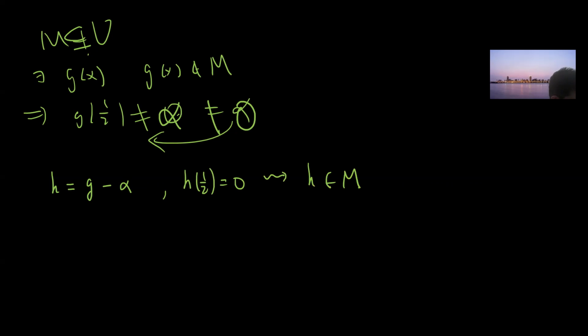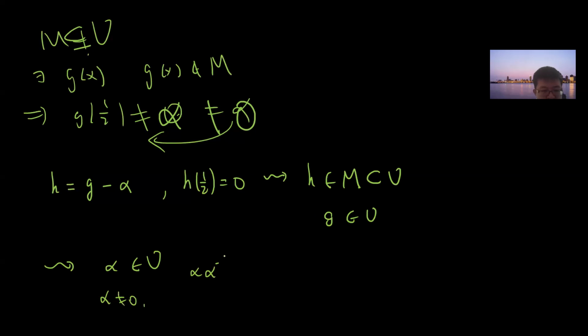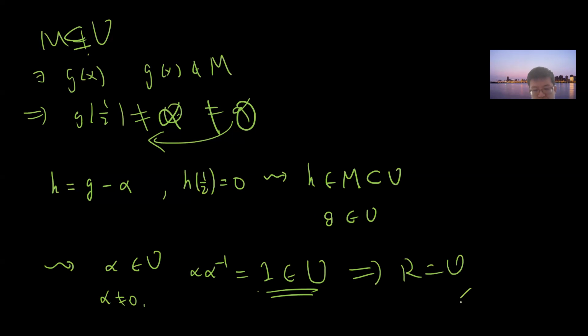But the problem is that h must belong to M, and M is in U, and g is in U, right? So that tells you that h minus g is in U, which means alpha is in U. But alpha is non-zero, so alpha inverse times alpha, the identity, is in U. But since U is an ideal, if 1 is in U, that means the whole ring is in U.